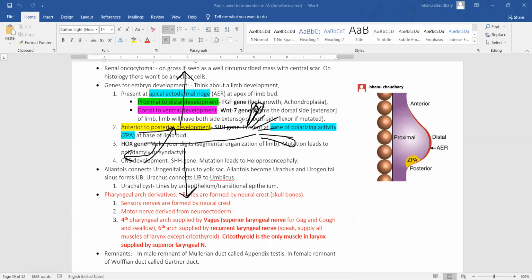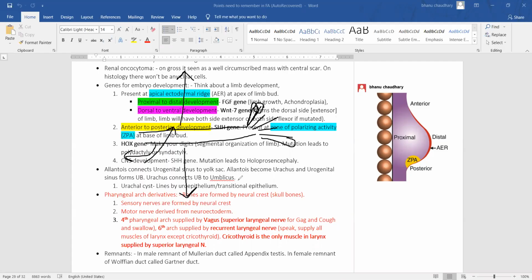And you know one more function of this Sonic Hedgehog gene. You know about this holoprosencephaly, right? Where you have a mutation in the Sonic Hedgehog gene, and as a result, you will have the loss of all these sulci in the brain. So the holoprosencephaly will happen whenever you get a mutation in the Sonic Hedgehog gene.